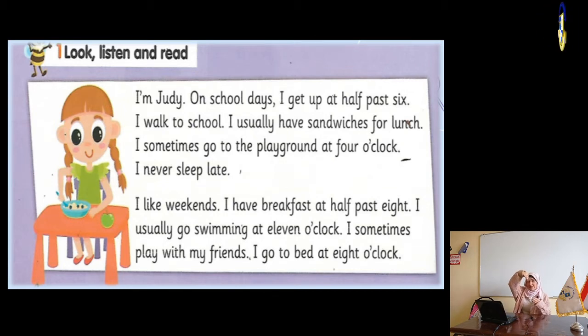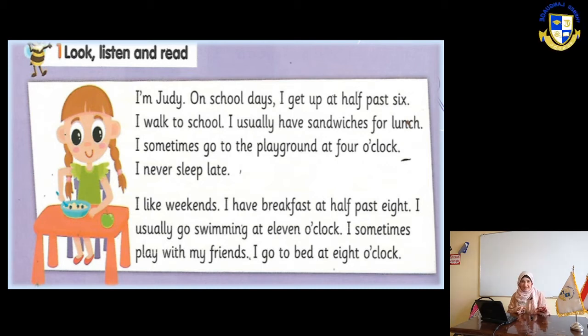6:30. It means that the long arm is at 6, and the short arm also is at 6. It's 6:30. I walk to school. I usually have sandwiches for lunch. I sometimes go to the playground at 4 o'clock. 4 o'clock means short arm is at 4 and long arm is at 12.